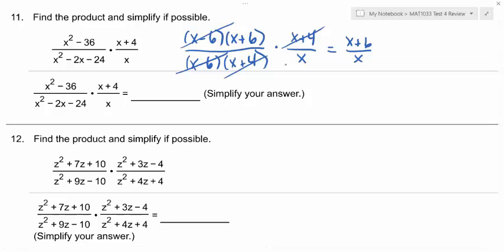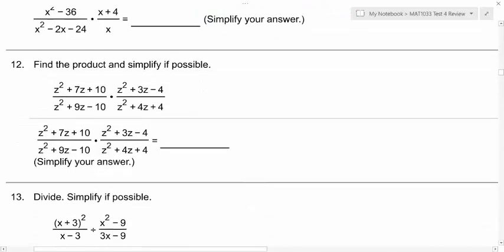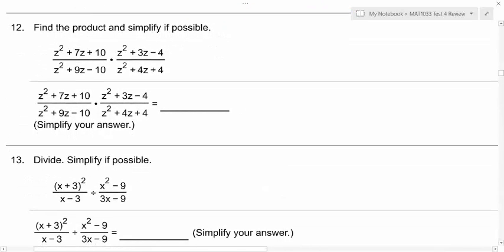More factoring. So take a minute, see if you can do all the factoring, and then I'll go over it with you. Okay, so how does that first numerator factor? All right, so it's z plus 5 and z plus 2. Good, and then the first denominator? Z plus 10 and z minus 1.